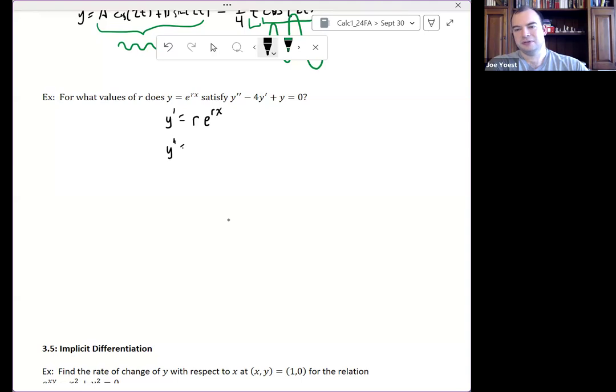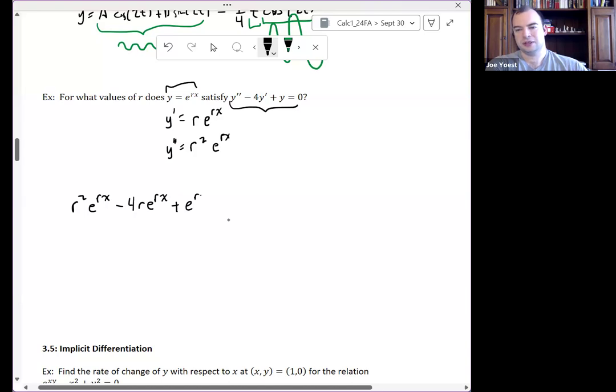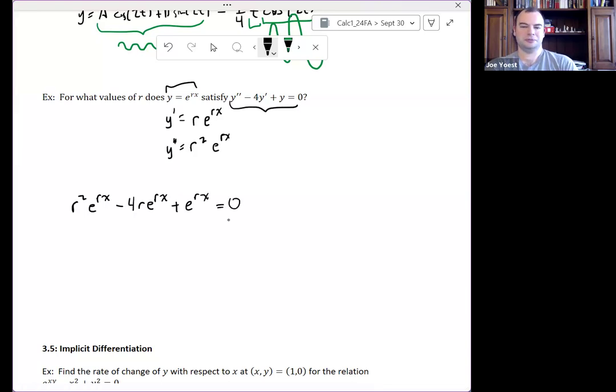Okay, and then the second derivative, well, the R is just a constant. So again, I need to differentiate e to the Rx. That's e to the stuff, differentiates to e to the stuff, times the derivative of the stuff. Well, that's just another factor of R that comes down. That's just R squared e to the Rx for the second derivative. My differential equation is y double prime, R squared e to the Rx, minus 4y prime, R e to the Rx, plus y, this one, e to the Rx equals 0.